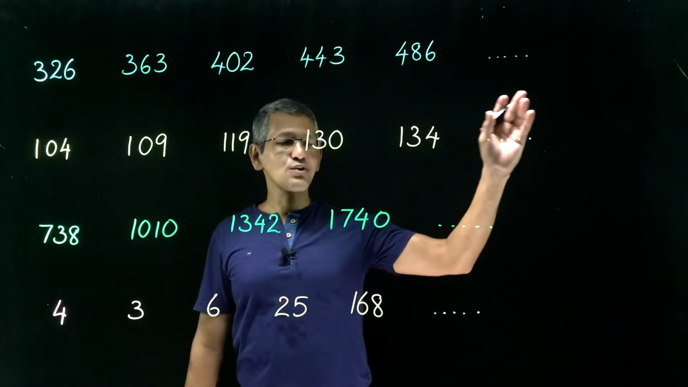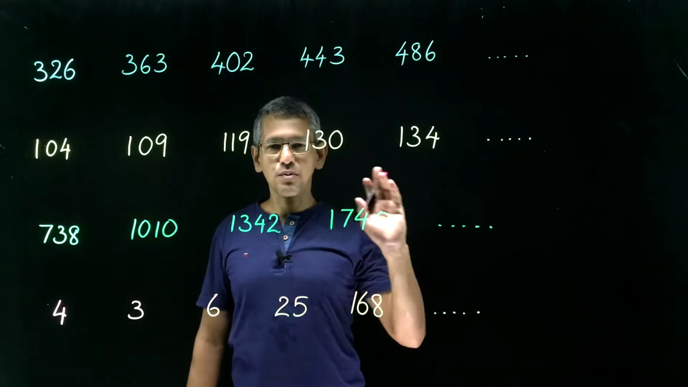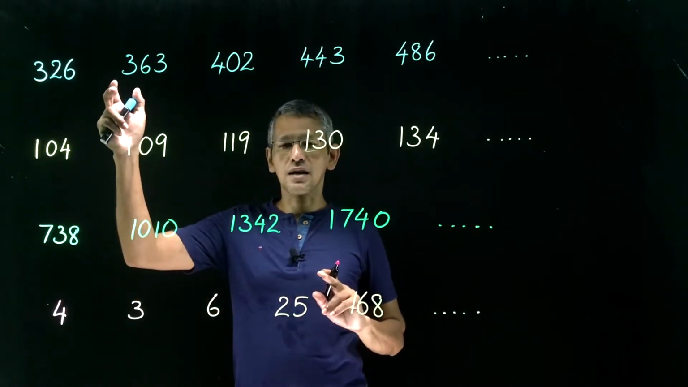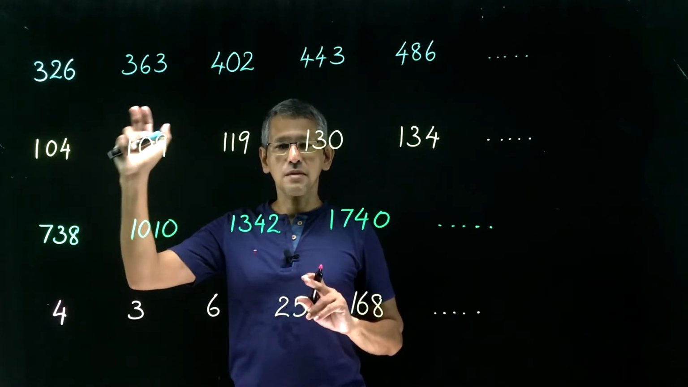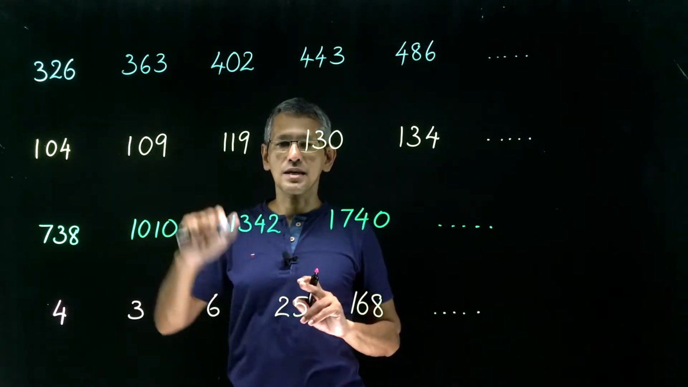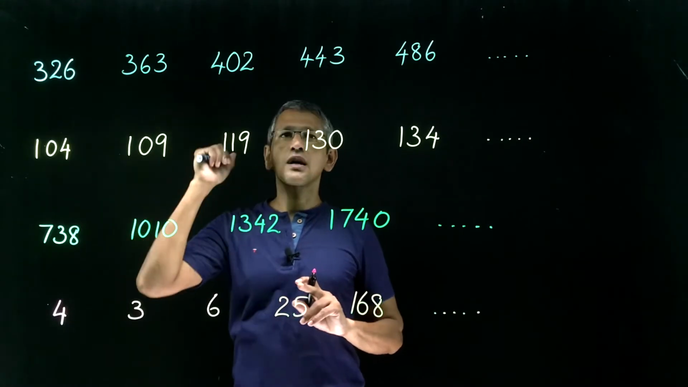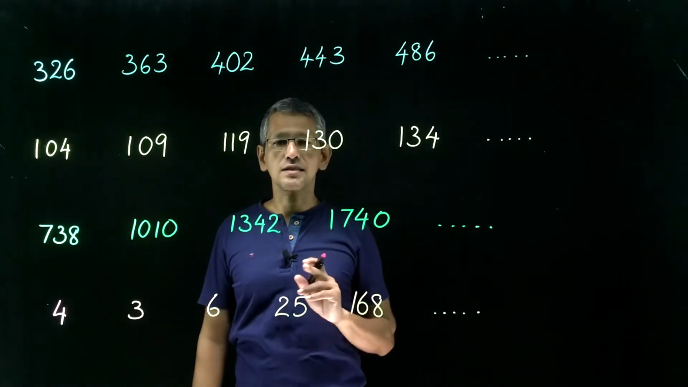Well, I haven't given you the answer choices here. No need to worry about the answer choices, but look at the pattern. What kind of pattern can you identify here? If it is a number series, there must be a pattern. So what is the pattern here? 326, 363, 402, 443, 486.